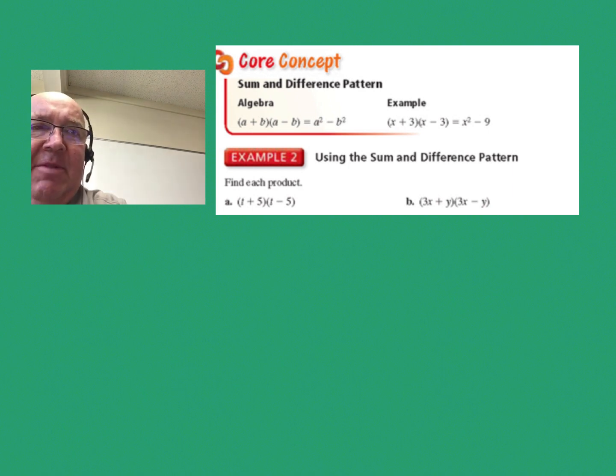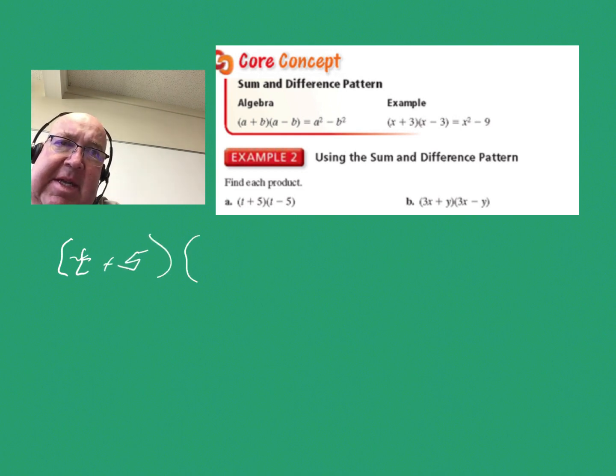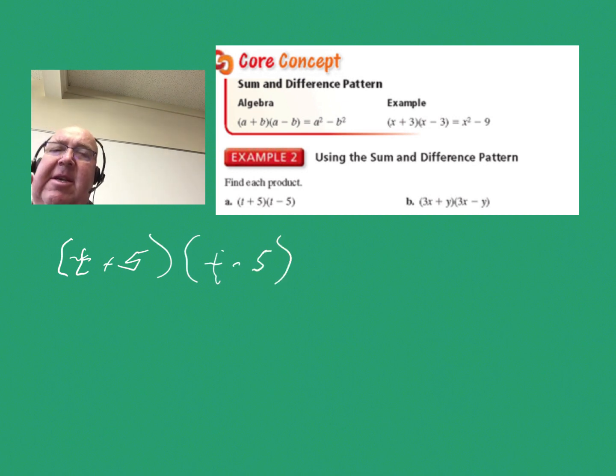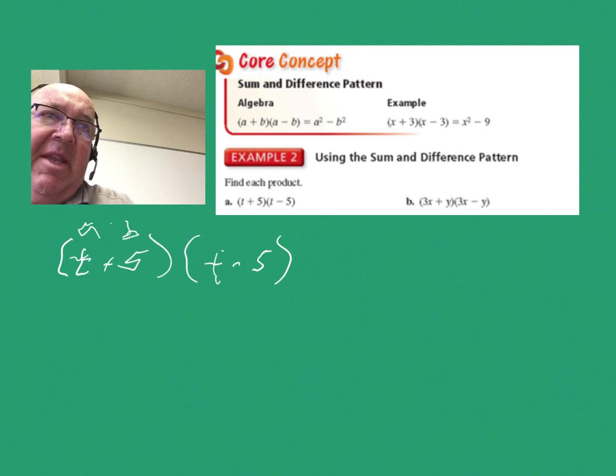Alright, now we look at something called the sum and difference pattern. So here we have a binomial with two different terms. So t plus 5 and t minus 5. What this will end up with is our middles will cancel. So our A, B, we will just have A squared minus B squared will be the answer.